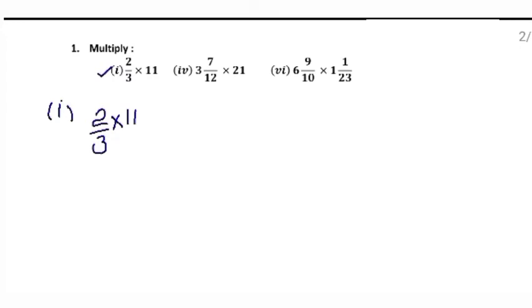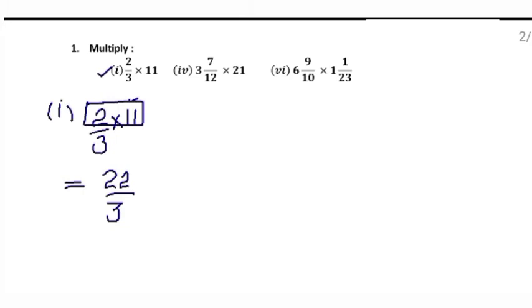While multiplication, you will check whether the numerator or denominator both are divisible by any same number. No, here numerator is 2 and 11, denominator is 3. Numerator and denominator both are not divisible by any same number. So we will simply multiply these numerators, which is 2 11s are 22, and denominator will remain same, 3.